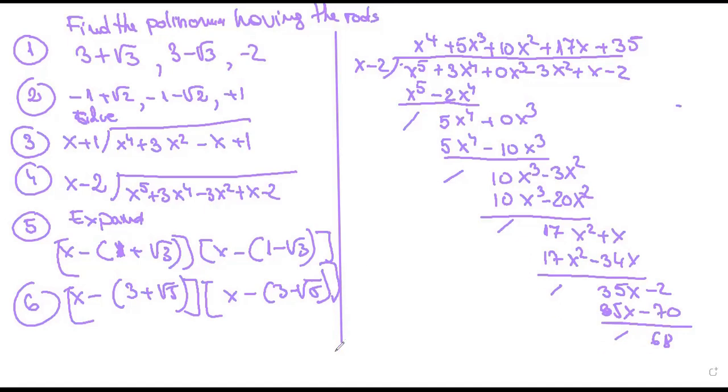Now when you rewrite it, we need to write the long thing. It becomes x to the 5 plus 3x to the 4 minus 3x to the 2 plus x minus 2 equals x minus 2 times x to the 4 plus 5x to the 3 plus 10x to the 2 plus 17x plus 35, and then plus 68 at the end.